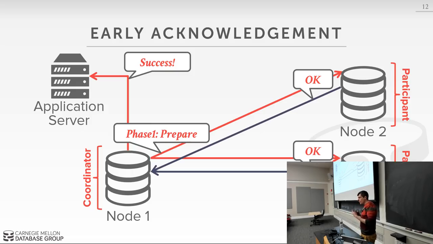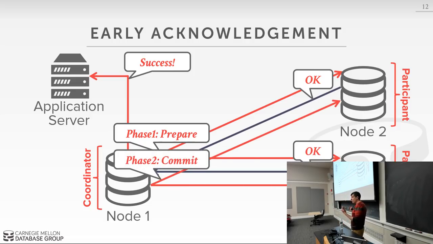So this is the early acknowledgement. Everyone agrees that we can commit this transaction. At this point the transaction is committed, so why wait for the second round? Let me just go back and tell you that you've already committed. I still have to do the second phase so that everyone knows that this thing's successfully committed, right? But the application server doesn't need to wait for that.